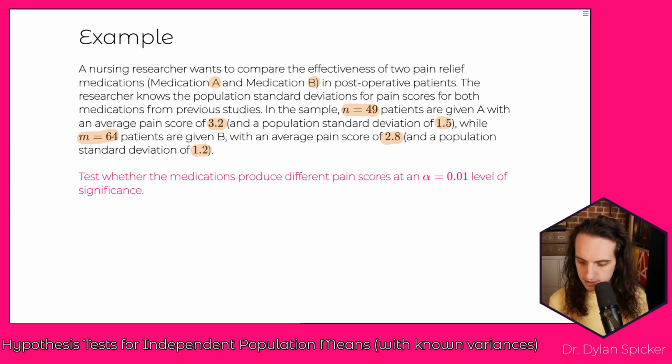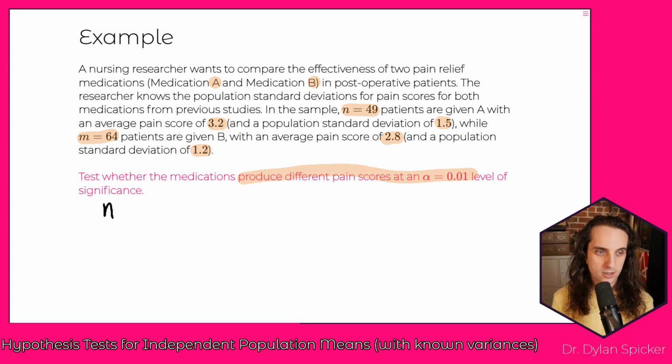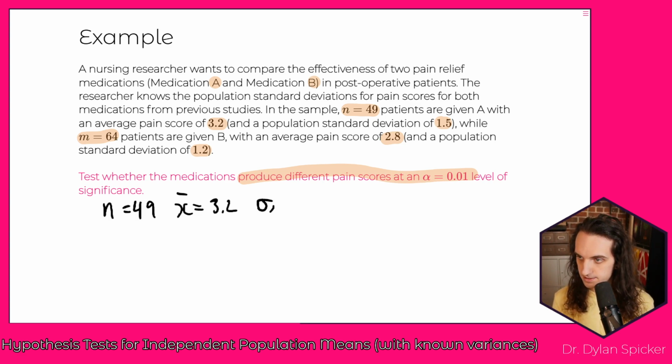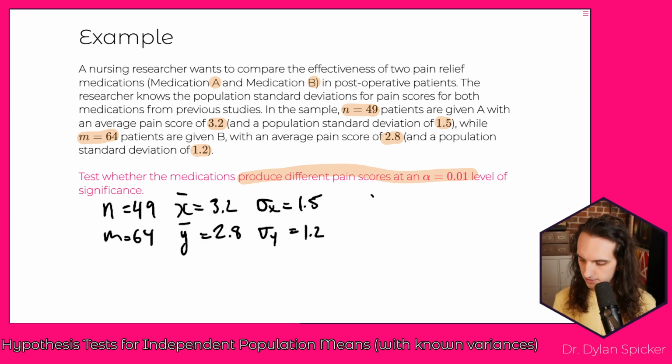Right, so that's the setting that we're in here, and ultimately, we want to test whether the medications produce different pain scores at alpha equals 0.01. So the situation that we're in: n is equal to 49. We end up with x bar equals 3.2. We get sigma x is 1.5. We have m is equal to 64. We have y bar is equal to 2.8. We have sigma y is equal to 1.2. We want to work at an alpha equals 0.01 level of significance, right?